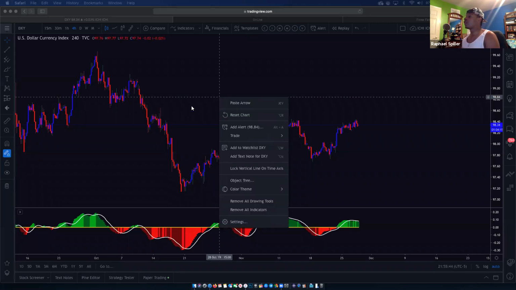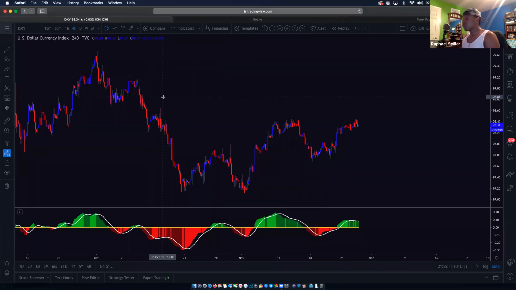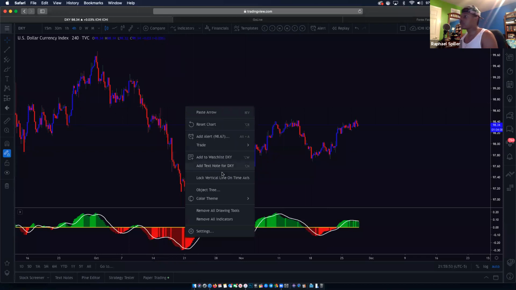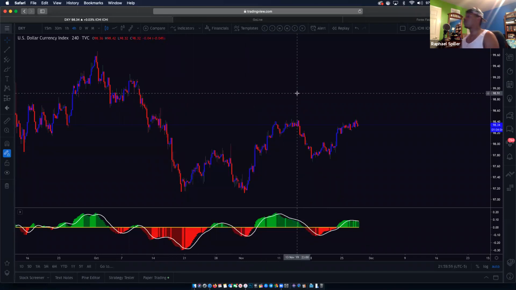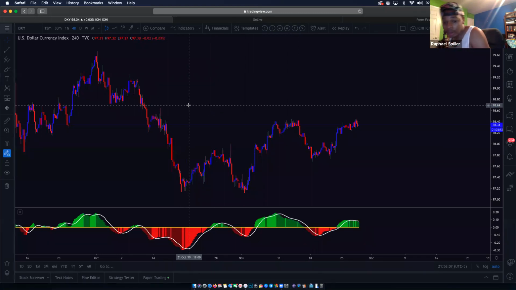To get to the dark theme, you right click on the screen, go to color theme, and then click dark. That's it. Right click, color theme, dark. Boom. This is me right here. This is my color theme. I like this color theme. It's a little bit different. I don't know if you guys can tell, but it's a little dark purplish blue going on.